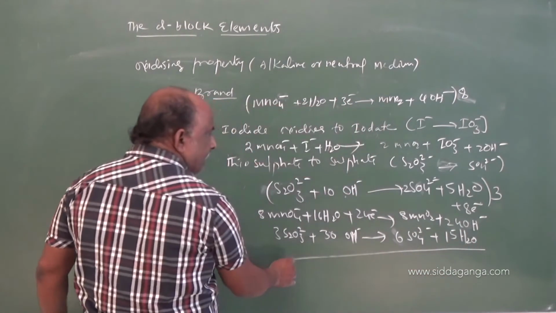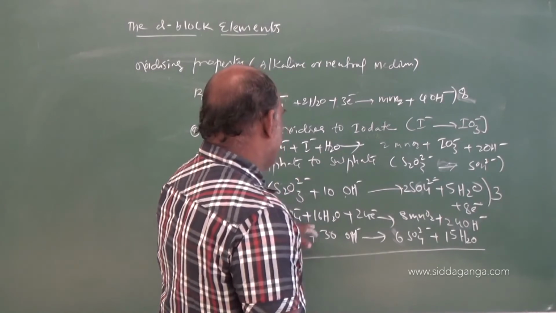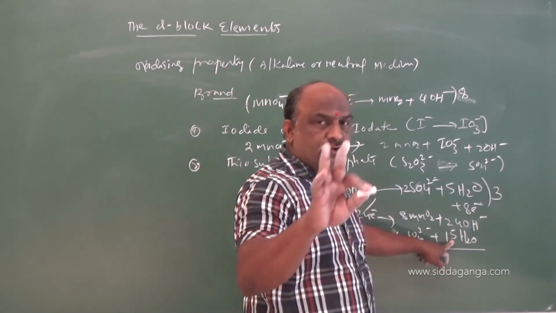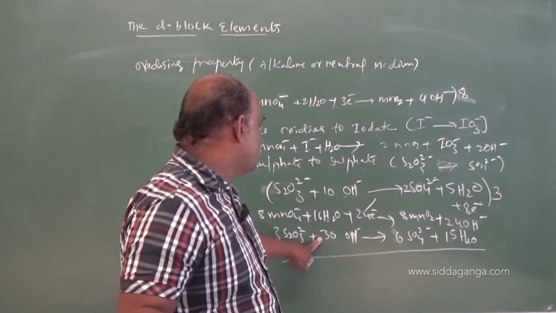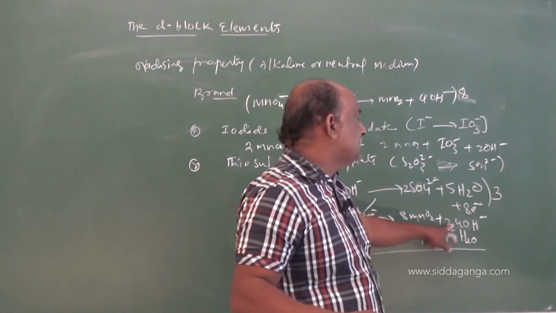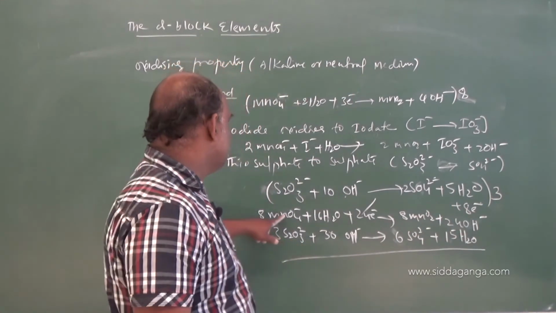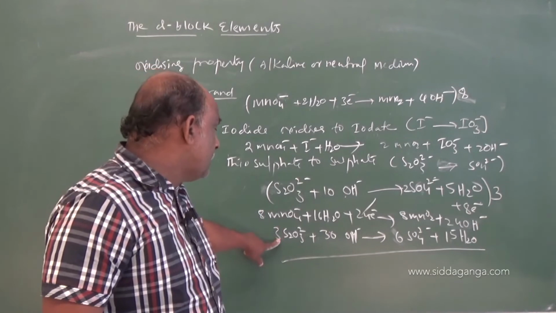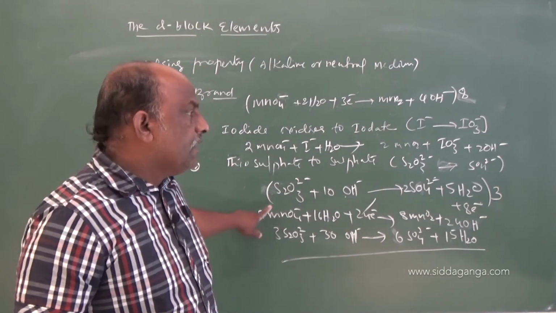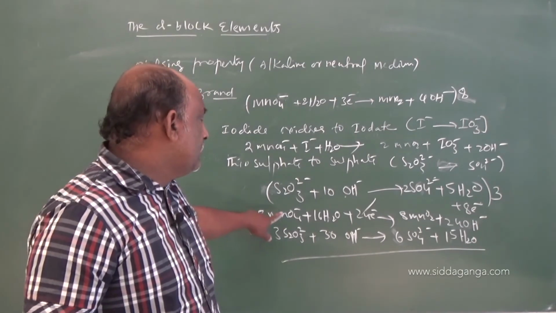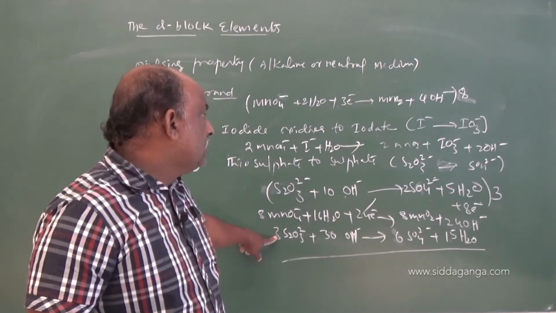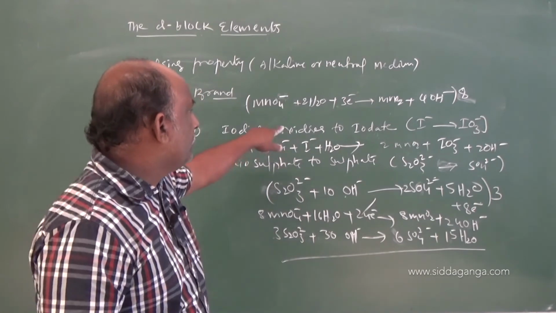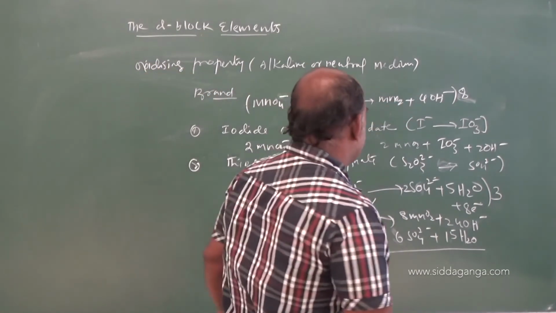So here electrons get cancelled. 16 H2O, 15 H2O means 3 H2O will be there, and 30 OH minus, 24 OH minus means 6 OH minus will be there. While adding this, 8 molecules of MnO4 minus are required for 3 molecules of thiosulfate. On the basis of this, 8 times 4 is 32 OH minus.